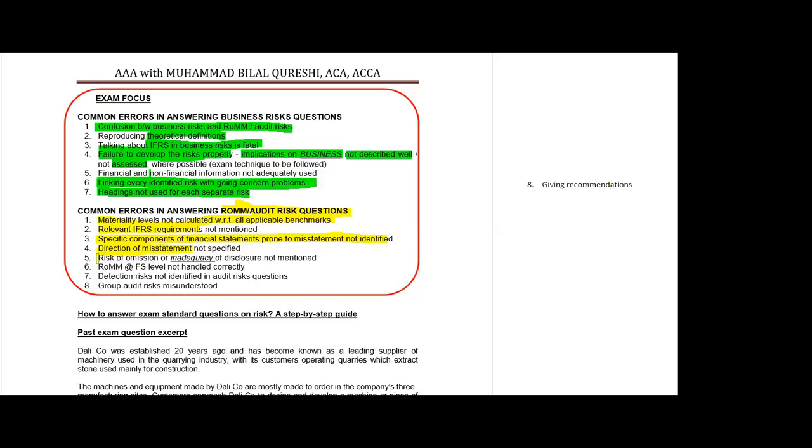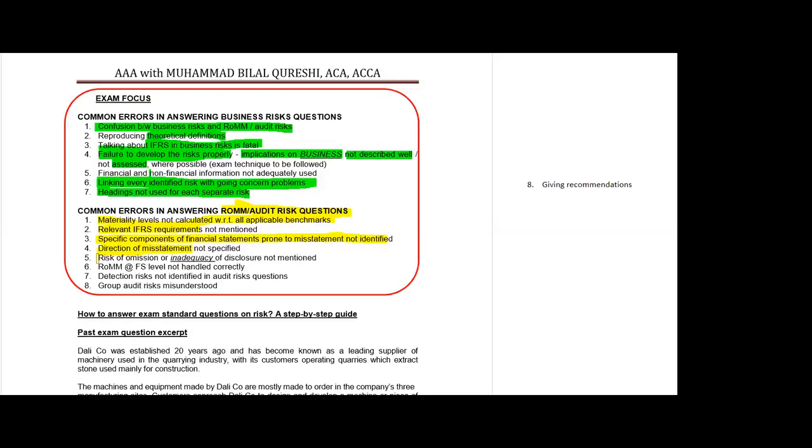Besides that, you also need to keep in mind that misstatement is not just over and understatement. If a disclosure is inadequate or omitted, that is also a material misstatement. For example, if a material non-adjusting event has not been disclosed, say a dividend was declared post year-end, that's a material non-adjusting event. It should be disclosed as per IAS 10. The management has not disclosed it. So there's a risk that the disclosure has been omitted.